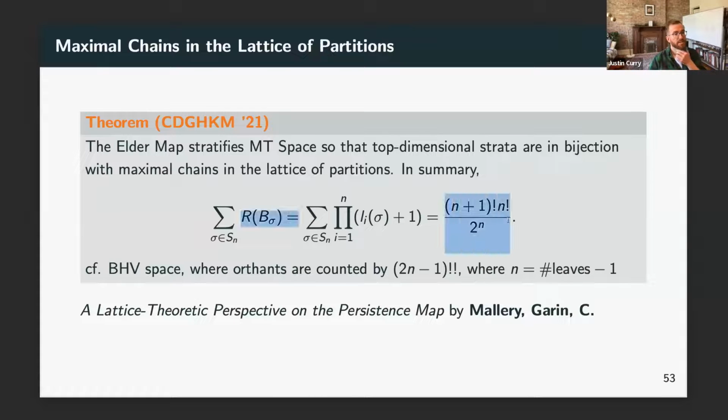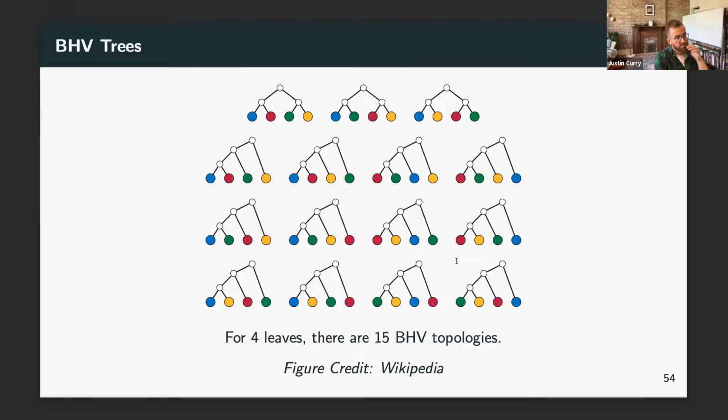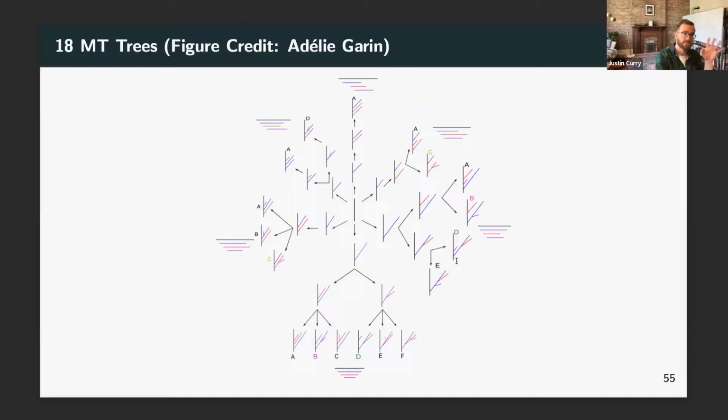There's this many. And you should compare that with the number of orthants in BHV space, which corresponds to this, (2n-3) double factorial. And just for concreteness, if you have 4 leaves, there are basically 15 different split topologies. But if you have 4 leaf nodes, which correspond to 3 finite length bars in merge trees, there are actually 18, and they're organized in a much more interesting way.